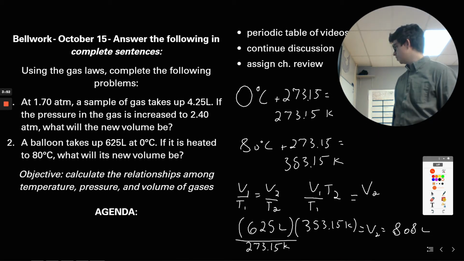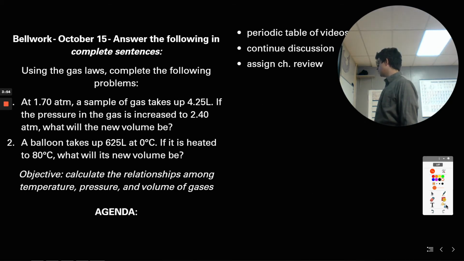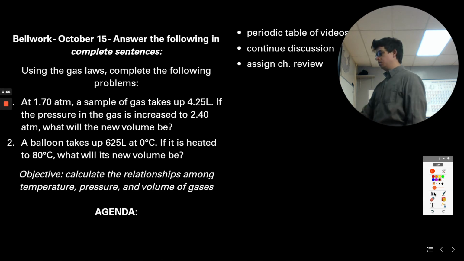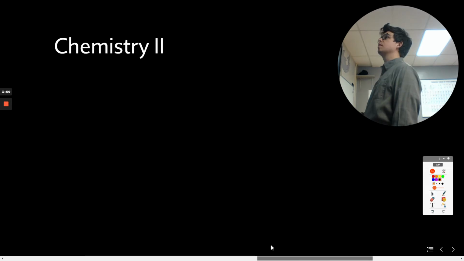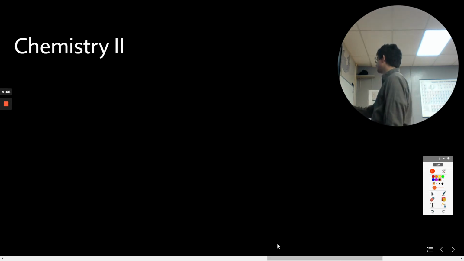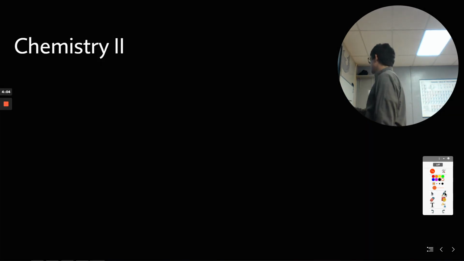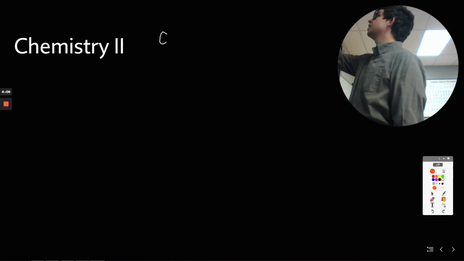Today we're going to talk a little bit about the ideal gas law. So we're going to wipe this and move to a blank area of our blackboard here. Chemistry 2, it says. Okay, so like I said, today we're talking about the ideal gas law. So let's write that down.